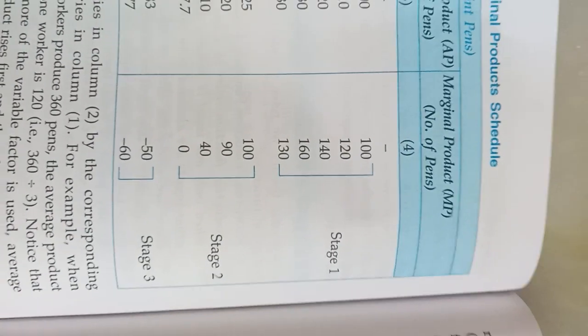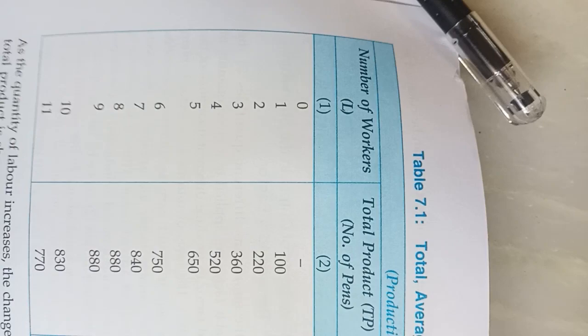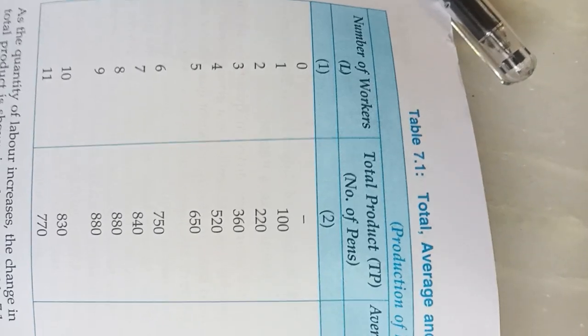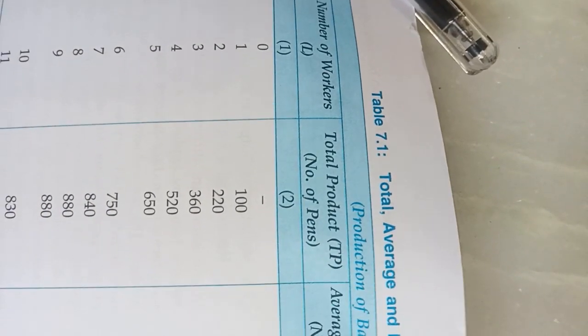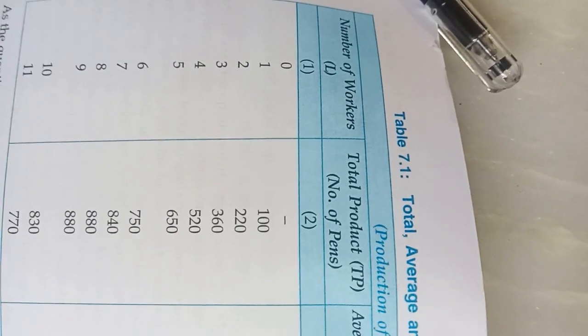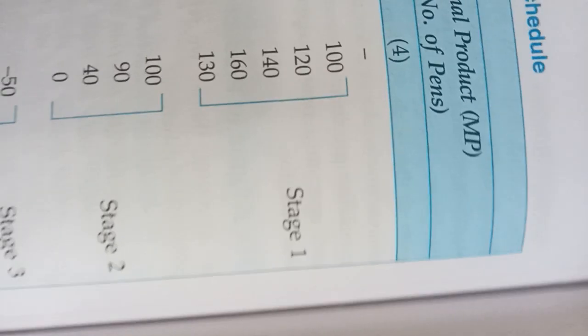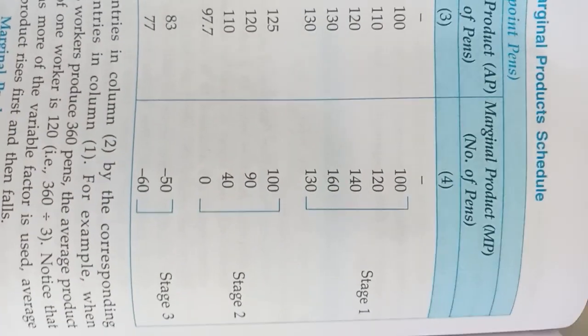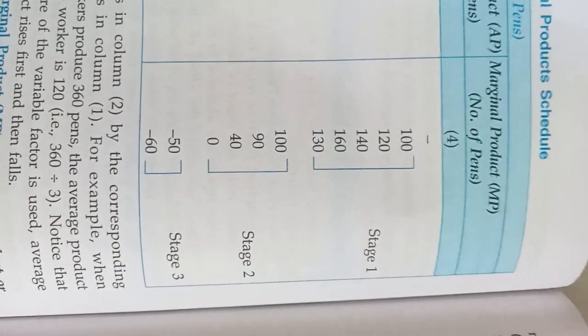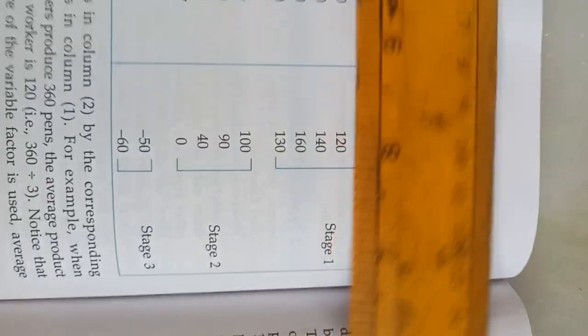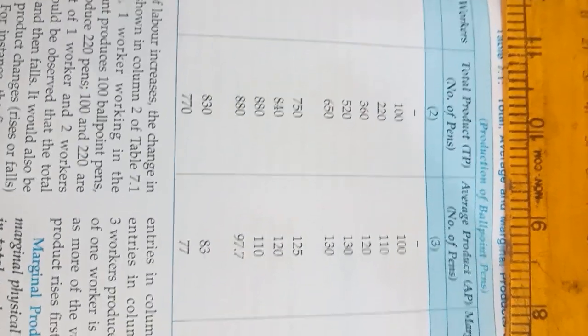Now the marginal product. How do we get the marginal product? When it goes from 0 units of labor to 1 unit of labor, what is the change? Total product goes from 0 to 100 units, so the change is 100. From 1 labor to 2 labors, 100 to 220, what is the change? 220 minus 100 is 120. In this way, by correct calculations, we can get the marginal product. So this table can illustrate the behavior of total product, average product, and marginal product.